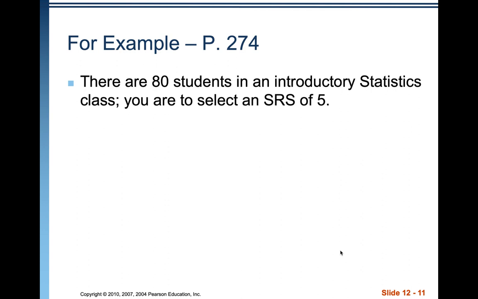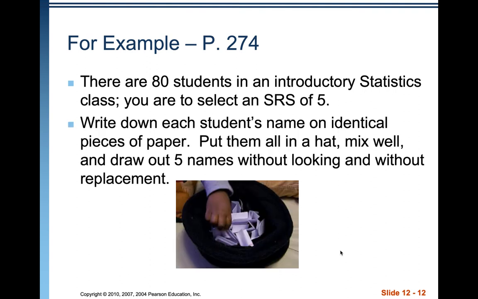All right. Suppose there are 80 students in an introductory statistics class and you need to select a simple random sample of 5. So here's the hat method. Write down each student's name on identical pieces of paper. Put them all in a hat and mix well. The identical pieces of paper help with the idea that each person is going to have the same chance of their paper being drawn. Putting them in the hat and mixing well, there's your randomization.